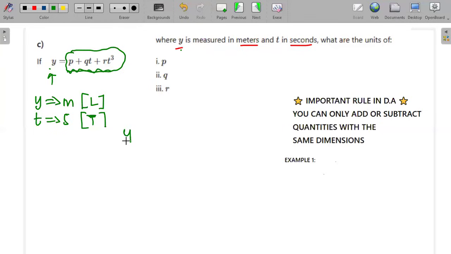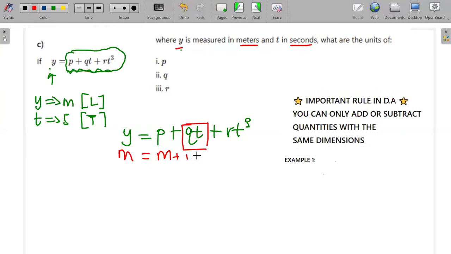So I have y equals p plus qt plus rt to the power 3. Since the unit of y is just meters, it simply means this p is also meters, because it's just standing alone. And when I combine q and t, the units there should also be meters. Plus when I combine r and t, the units combined should also be meters. So that when I add meters plus meters plus meters, I get meters. That's when it makes sense.